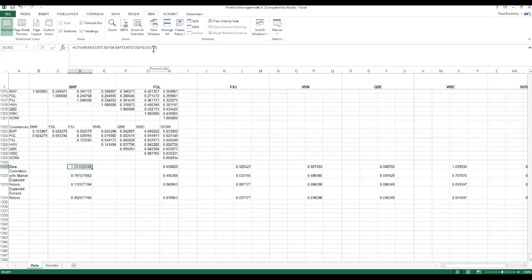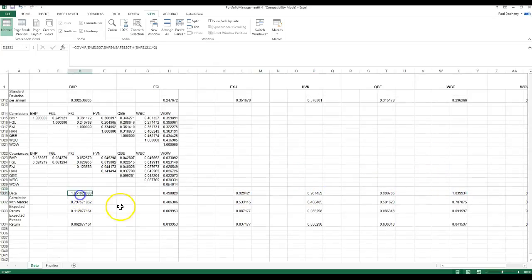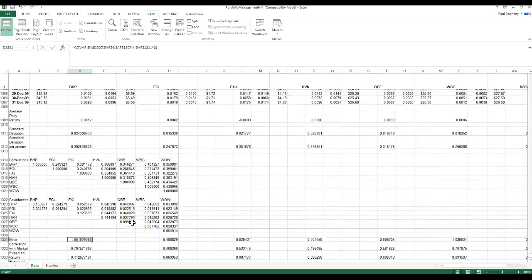And then once we've shown that it's the same, we can take for granted that these other formula calculated beta coefficients are also going to be correct. So I want to get this beta value of 1.55. So how do I do that?